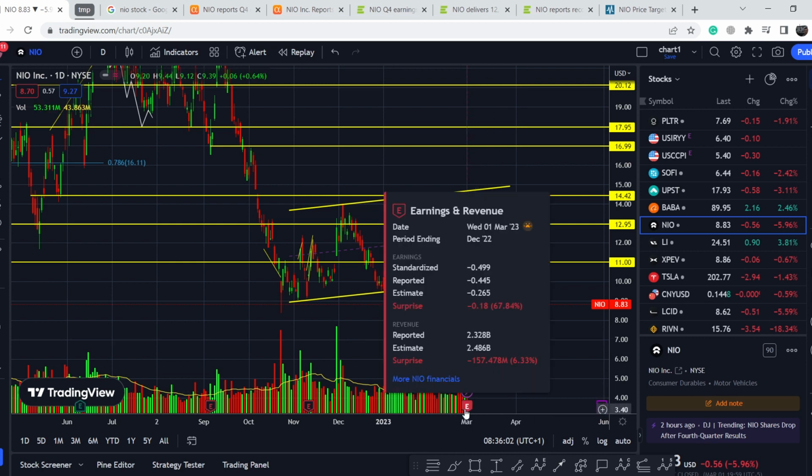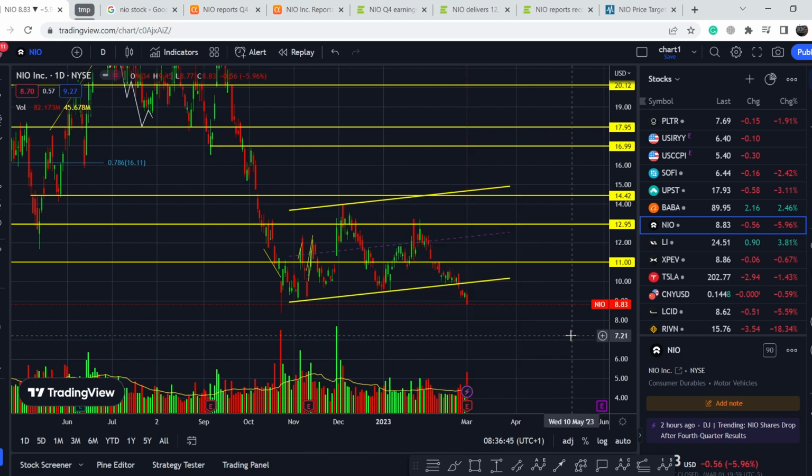The latest catalyst was definitely their earnings report, and I have to say that they missed earnings and revenue. They reported negative 44.5 cents instead of negative 26.5 cents, and they reported 2.308 billion in revenue instead of 2.486 billion estimated. These results are not the best, and unfortunately they also don't have a major forecast for this quarter. This also gives more bearish pressure to this asset.